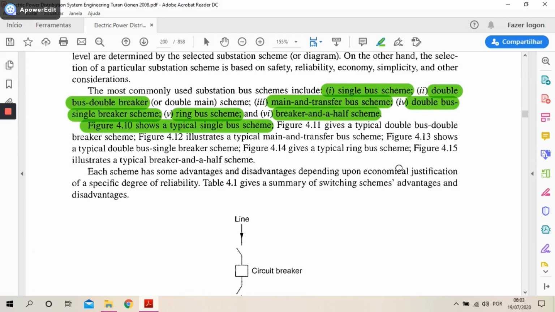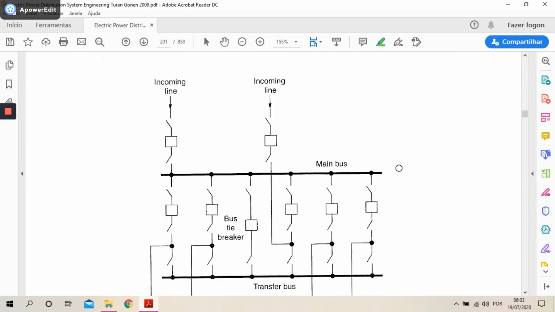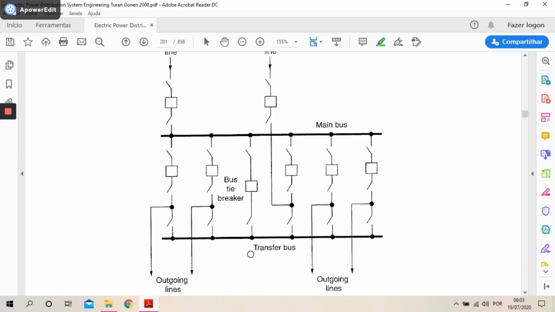Figure 4.12 illustrates a typical main and transfer bus scheme. Let's see. Here you have the main bus, and here you have the transfer bus. When there is need of maintenance or repair along the main bus and attached equipment, you transfer the load to the transfer bus while you conduct maintenance on the main bus. When everything is done and ready, you disconnect the transfer bus and use the main bus again.